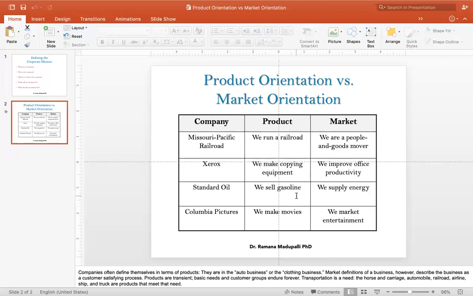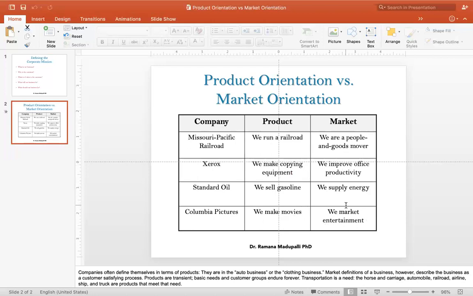Standard Oil: we sell gasoline, or we supply energy. BP is along the same lines. Columbia Pictures: we make movies, we make entertainment. Disney: we produce, we have theme parks, and the market orientation is we market entertainment.